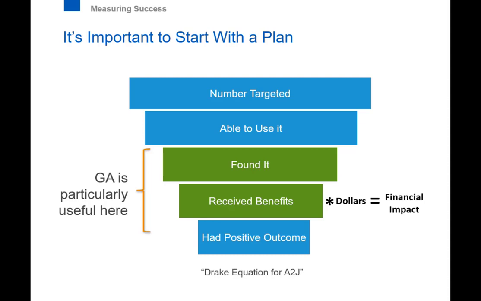Google Analytics is particularly useful in the found it and received benefits areas. Certainly how many people found it is going to be a pretty cut and dried set of metrics, which we probably won't even talk a lot about today because that would fall more into the basics. But received benefits is the type of thing that you could parse in a lot of different ways. What does it mean to receive a benefit, and how are we going to measure that? That's the type of thing that we'll definitely dive into when we start to talk about measuring things and goals. Having a positive outcome is probably, in most cases, going to be beyond Google Analytics. It's certainly not beyond the possibility of things that you could track, but it's probably not going to be tracked in Google Analytics.